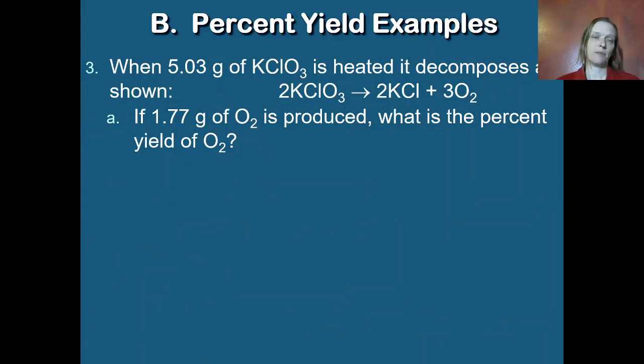Let's do another example. When 5.03 grams of potassium chlorate is heated, it decomposes as shown. So I've already given you a balanced equation here. If 1.77 grams of oxygen is produced, what is the percent yield of oxygen? I'm telling you how much is produced, and I want to calculate the percent yield.